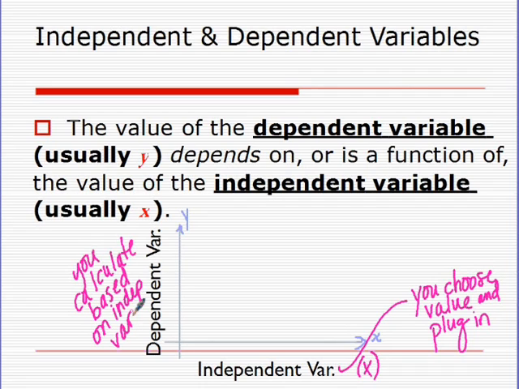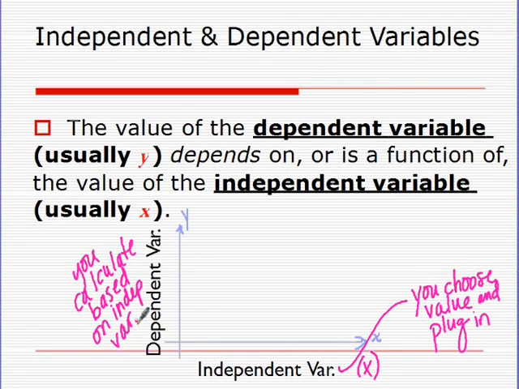So the dependent variable gets calculated. The independent variable is the one that you chose and plugged in. Okay. This is important because when you start doing word problems, you have to choose which is the independent variable and which is the dependent variable.